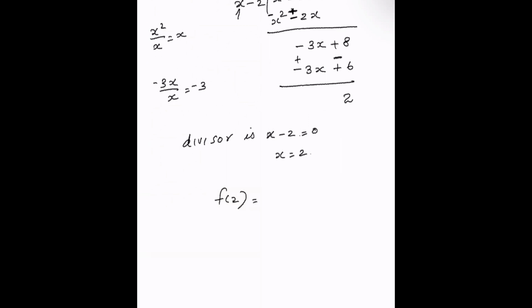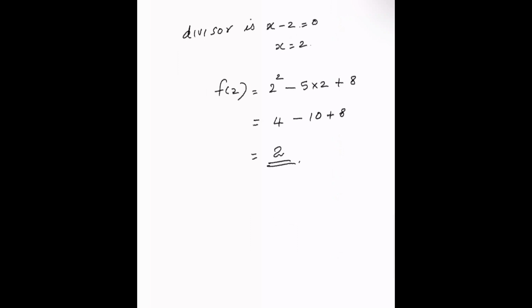Now f of 2 is 2 square minus 5 into 2 plus 8, which is 4 minus 10 plus 8, which gives me 2. So in both cases, whether I divide or use the polynomial at a specific value of x, I am getting the same answer. This gives you something called the remainder theorem. Remainder theorem, okay?